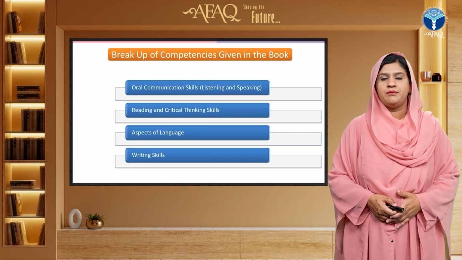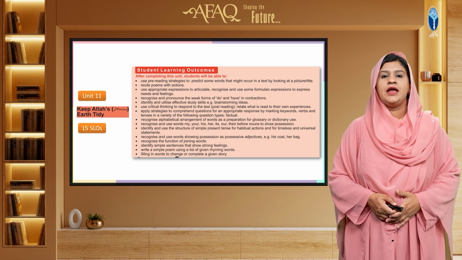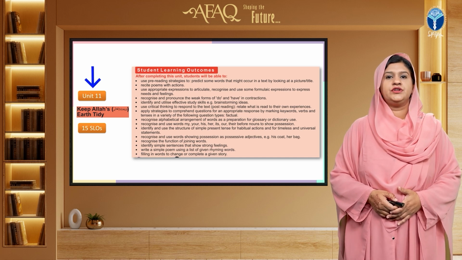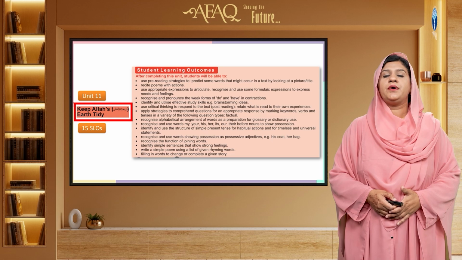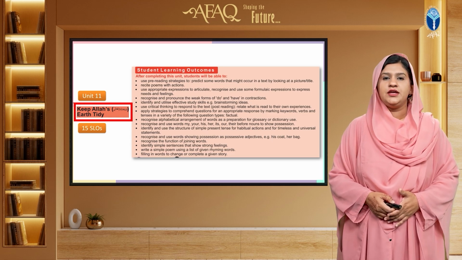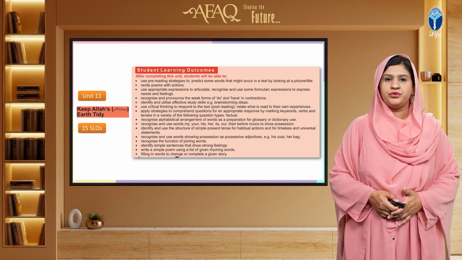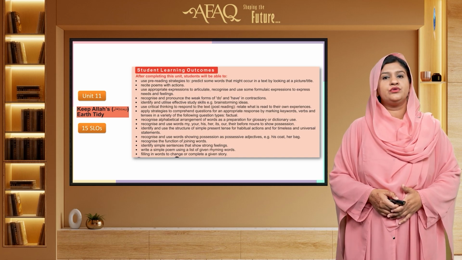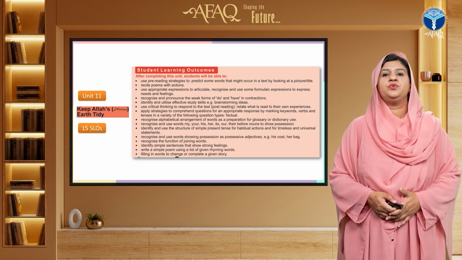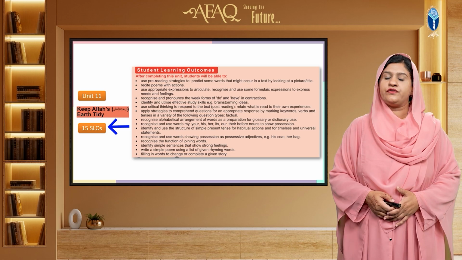Here we are about to start a new unit, and it is unit 11 of this book. The name of this unit is Keep Allah's Earth Tidy. It is so important to keep our earth tidy, and we are going to learn how we are going to do that. With this unit, we are going to look at 15 different SLOs.